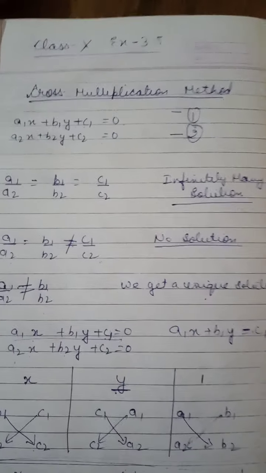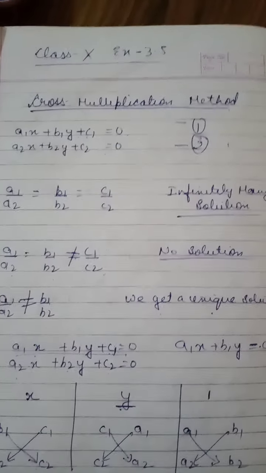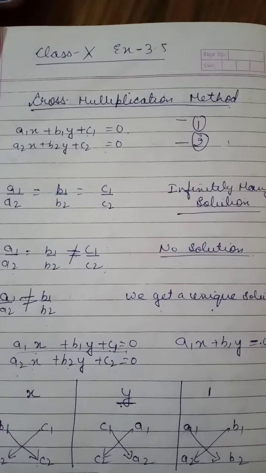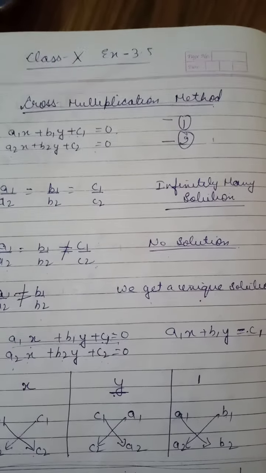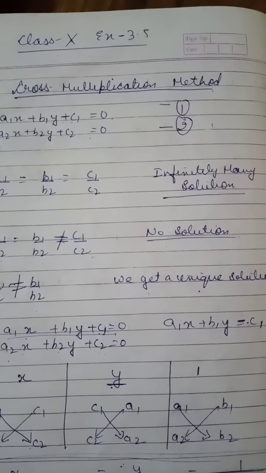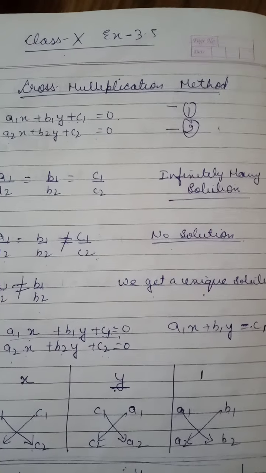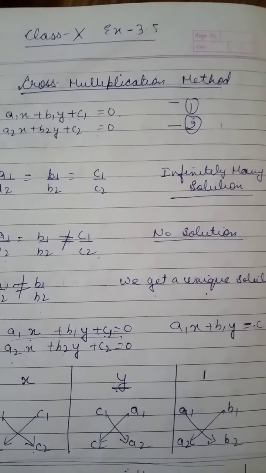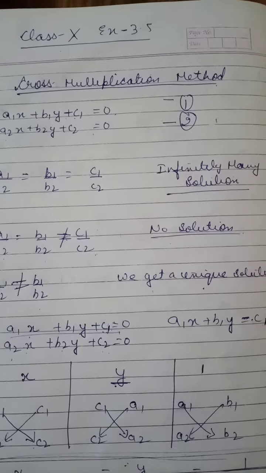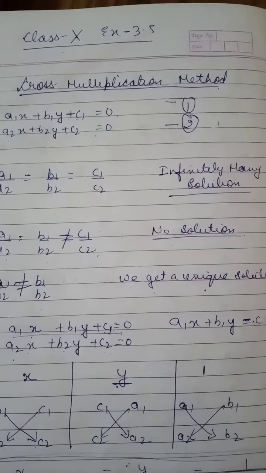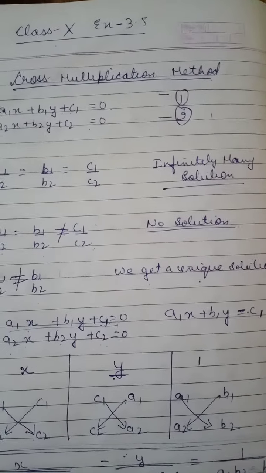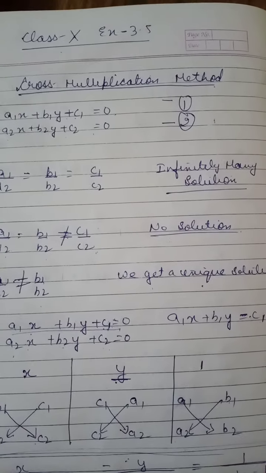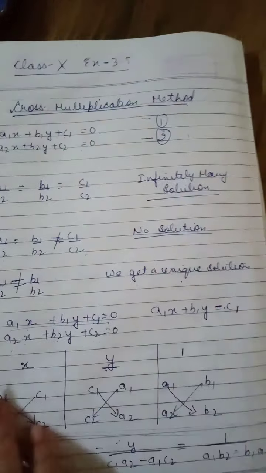Hello students, today we are going to do exercise 3.5. In this exercise we have to use the method of cross multiplication to solve the linear equations. Previously we have done three methods: first the graphical, second substitution and third elimination. Now this is the fourth method to solve linear equations, cross multiplication. So let us start with this.